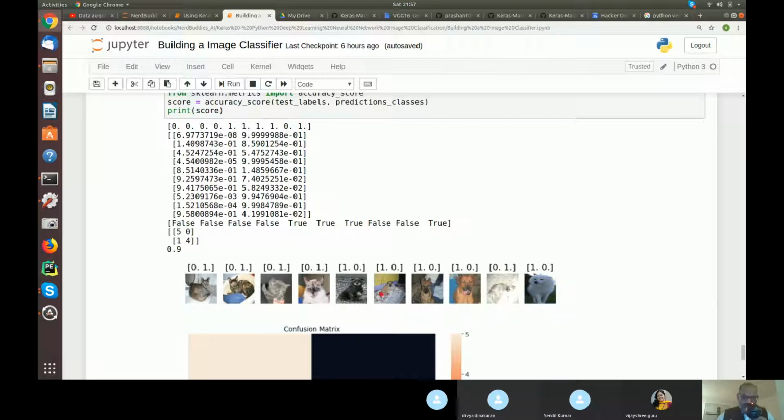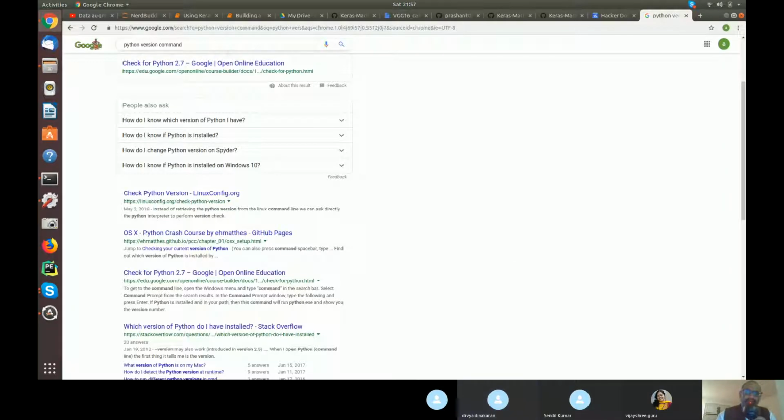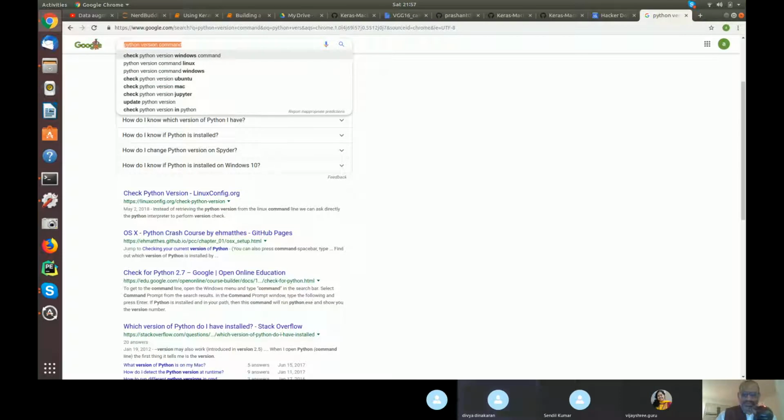Do you have any questions on that? Are there any other models apart from VGG that you tried? So there are definitely lots of other models. Each year, ImageNet has a competition, and they have winners for each year.